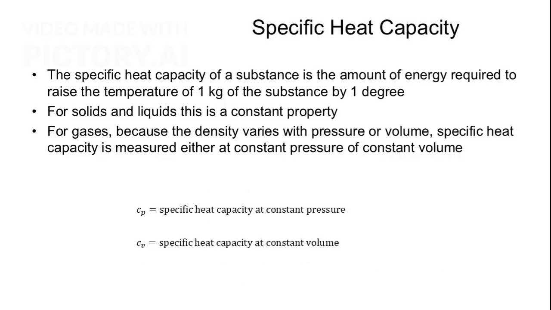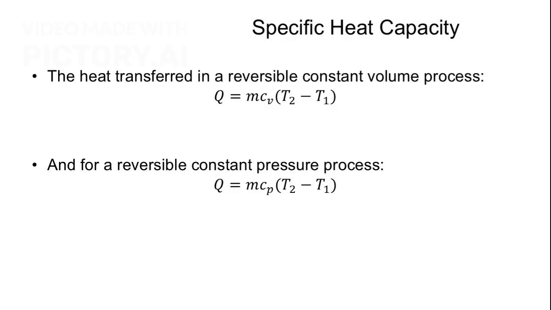Specific heat capacity is the energy required to raise the temperature of a substance by 1 degree. For gases, it varies with pressure or volume, and is measured at constant pressure or volume, reflecting the energy needed for temperature changes. In reversible processes, the heat transferred is calculated differently for constant volume and constant pressure. These equations are essential for understanding energy changes in thermodynamic processes.